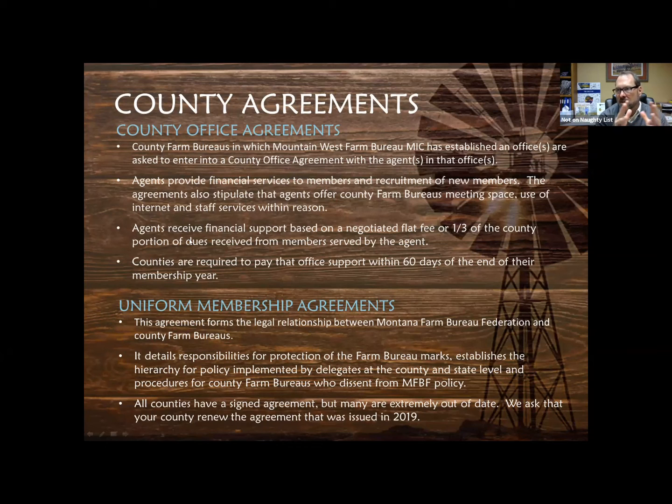Now, all county farm bureaus currently have one that's signed, but a lot of them are extremely out of date. And so your regional managers have those agreements and they were provided to you in 2019. If you don't have a copy of that, or if you haven't signed it, we would ask you guys to go over that at your next board meeting and review it and get that to us if it's agreeable to you.